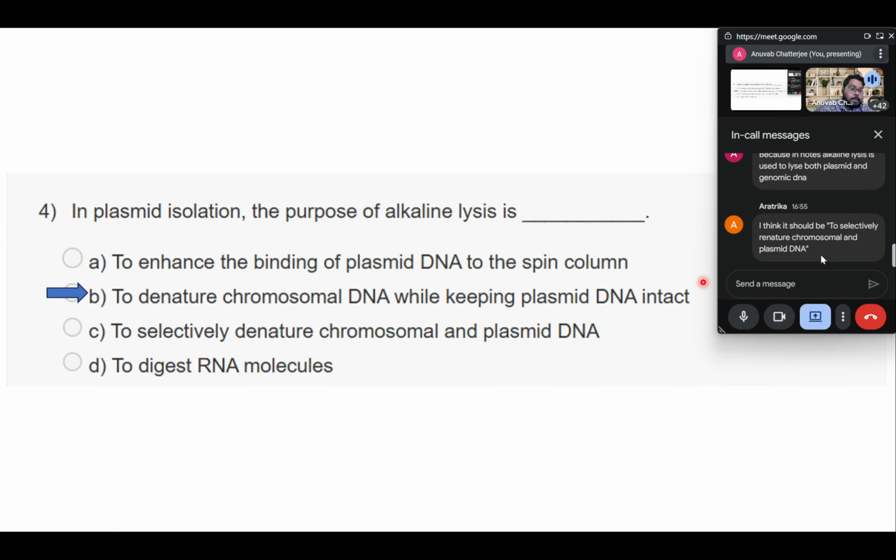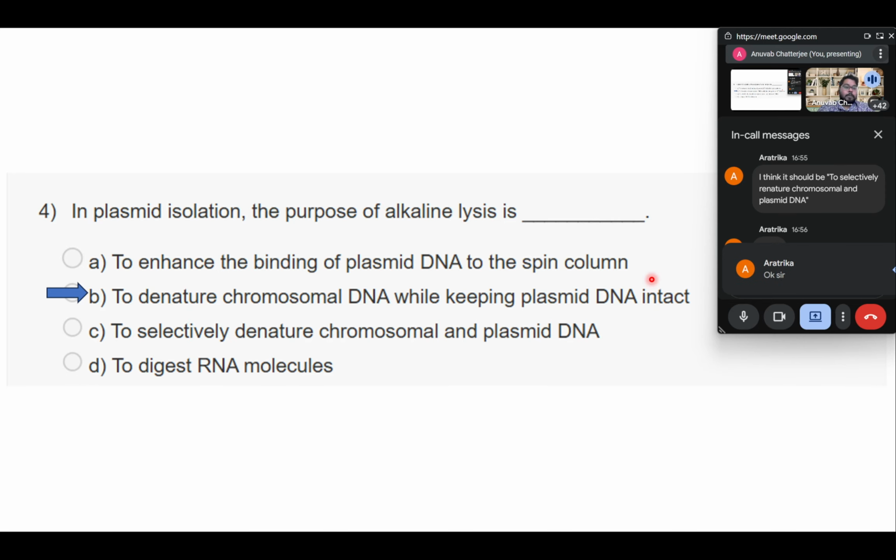Aratrika says, I think it should be to selectively renature chromosomal DNA. So it does not renature chromosomal DNA. I would suggest it would be to denature chromosomal DNA and plasmid DNA while renaturing only plasmid DNA back, or selectively renaturing plasmid DNA back, something like that. But I guess the best answer would be to isolate plasmid DNA while denaturing everything else. I agree with what you are trying to say. The answer does not envelop everything that we have been discussing. So, yeah. Okay.